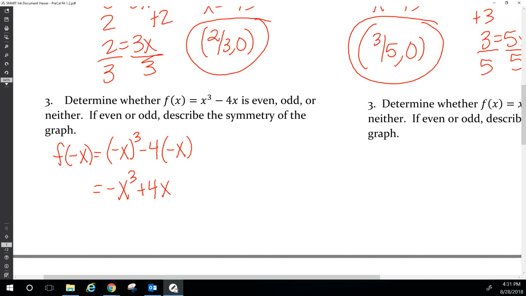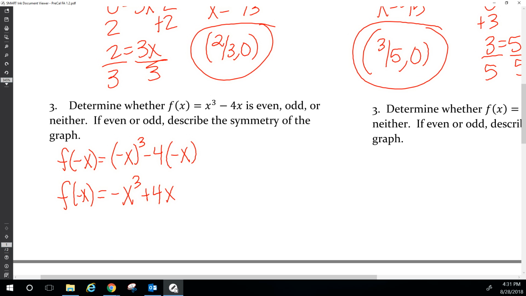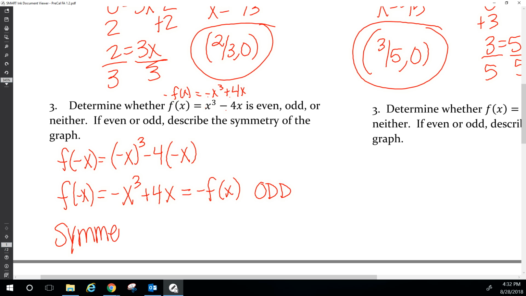So we ask ourselves, is this f of negative x equal to my f of x? And no, it's not. So we know it's not even. My second question, is it equal to negative f of x? If I put a negative in front of this, I'd have to change the signs of each of these, from positive to negative, from negative to positive. And yeah, that's what I got, negative x cubed plus 4x. So since this is equal to negative f of x, this is an odd function. And because it's an odd function, we are symmetrical about the origin.